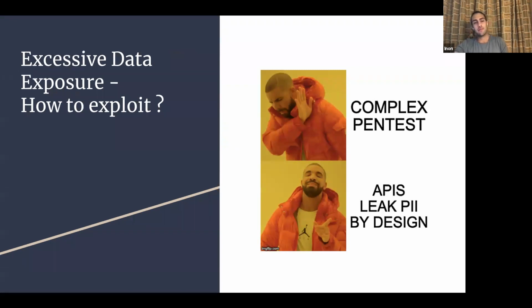Now I want to talk about excessive data exposure. We talked about this vulnerability in the second webinar, and it's one of my favorites because instead of performing a complex pen test and complex exploits, you can just take a look at the API and see API endpoints that leak PII by design. So let's give you some tips on how you can exploit this vulnerability, because it doesn't require you to send sophisticated payloads or something like that. You just need to take a look at the traffic and see if the API returns PII of someone else. But let's see how you can exploit it.